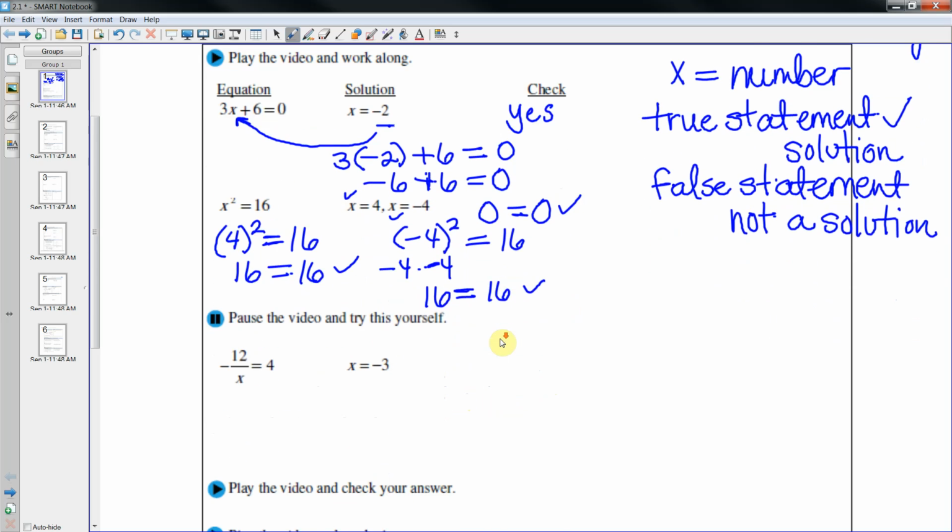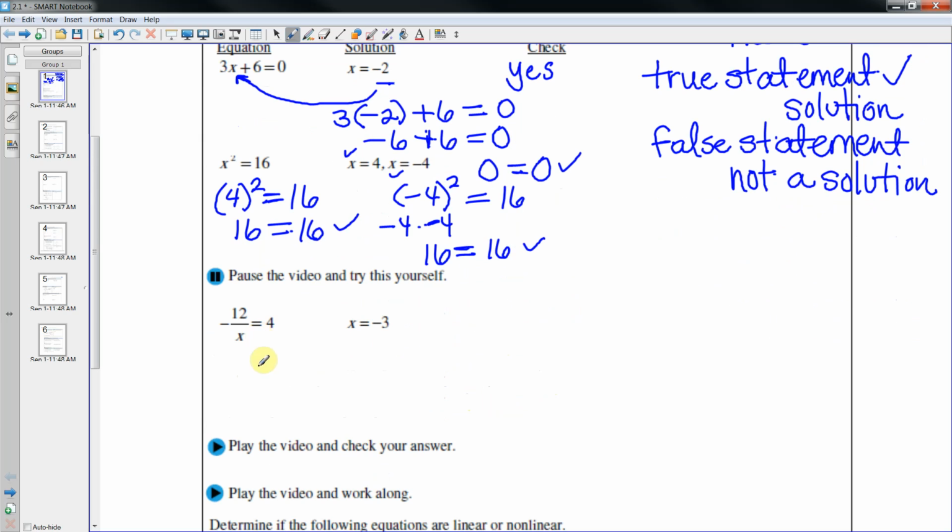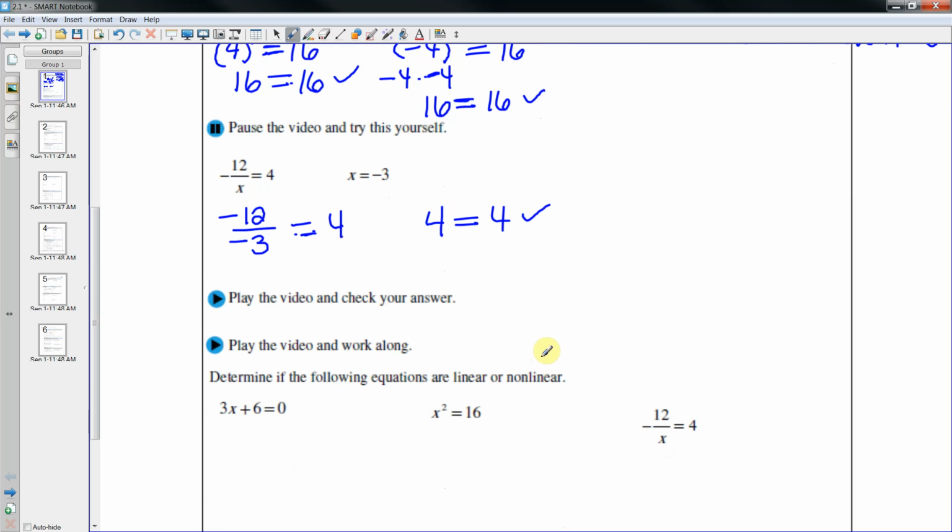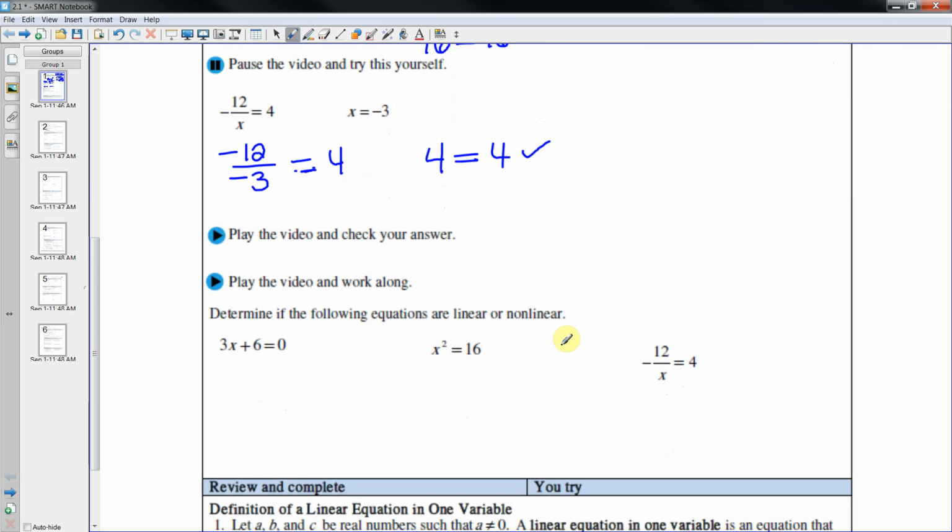Alright, so now the next one, negative 12 over x equals 4. We're going to try x equals negative 3. So negative 12 over negative 3, does that equal a positive 4? Well, when you divide, 12 divided by 3 is 4. And since I have a negative divided by a negative, that equals a positive. So 4 equals 4. That works. Now they're not going to work every single time. It just so happened in these examples they did.